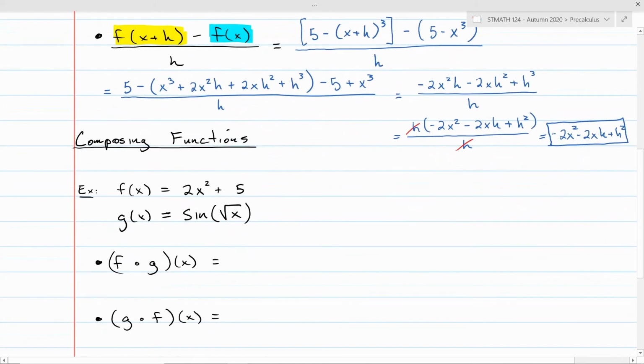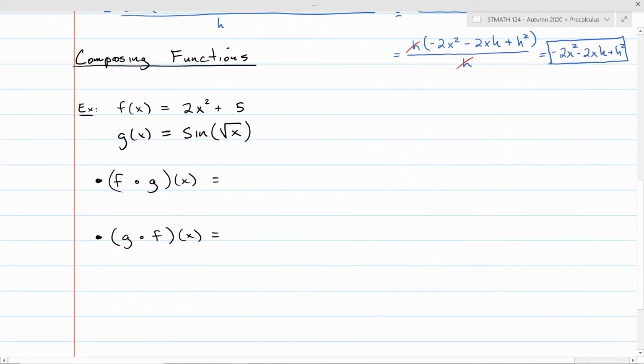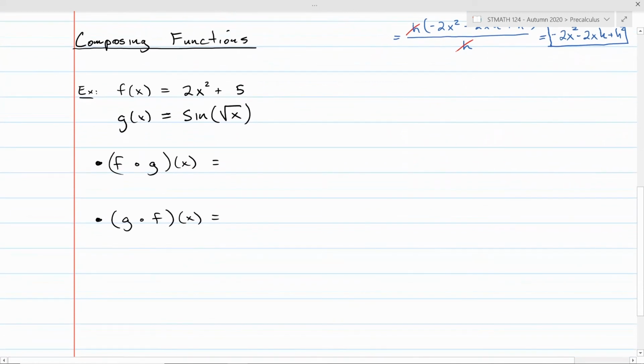Another process you need to be able to do involving functions is composing them. So that just means essentially that you're going to plug one function inside of another. So here are two functions. x squared plus 5 is f of x, and g of x is sine of square root of x. And so the composition f composed with g of x, that's the first one. So this little circle here means composition between the f and the g. So that doesn't read fog. That's not an O. It's a smaller circle operation between f and g.